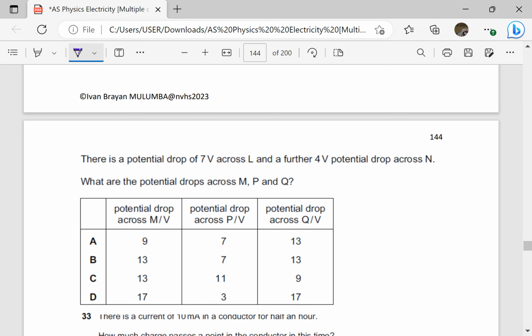Okay, we say M should be 13, so this is wrong, this is wrong, we have these two. And we say P should be 11, so this is correct, this is wrong, this is wrong, this is wrong. And we say that Q should be 9, so our answer is going to be C.